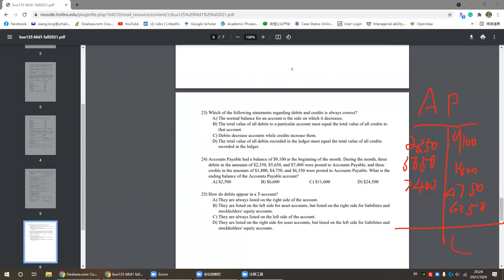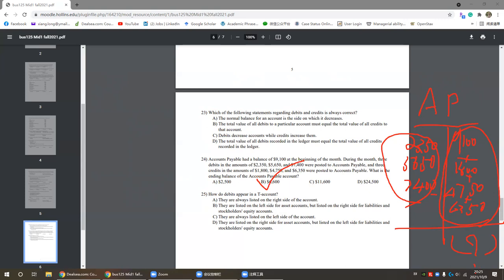We know the ending balance will be on the right side, the credit side. So how are we going to calculate this number? We need to take all the numbers on the right side minus all the numbers on the left side. So we're using this plus this plus this plus this minus this whole number right here. We will get the answer of B, 6,600.